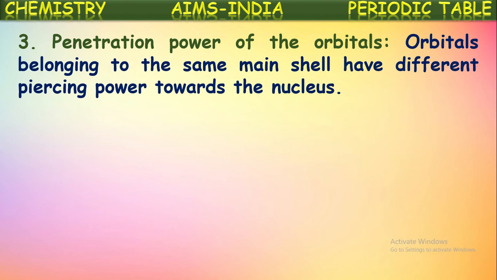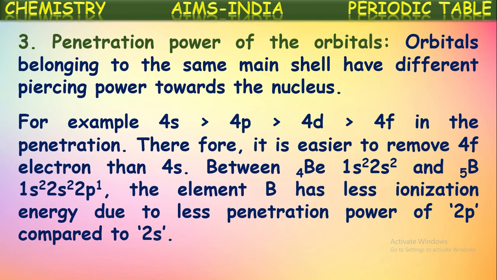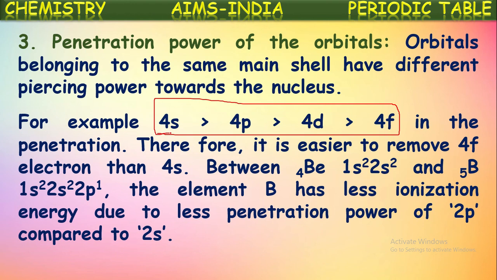Orbitals belonging to the same main shell have different penetrating power towards the nucleus. So for example, generally in any orbit, the s orbital is having more penetrating power than p subshell. So p orbitals are having greater penetrating power than d orbitals, and d orbitals are having greater penetrating power than f orbitals. So for example, it is shown here in the fourth shell. These four orbitals are available, isn't it? Existing 4s, 4p, 4d, and 4f orbitals.